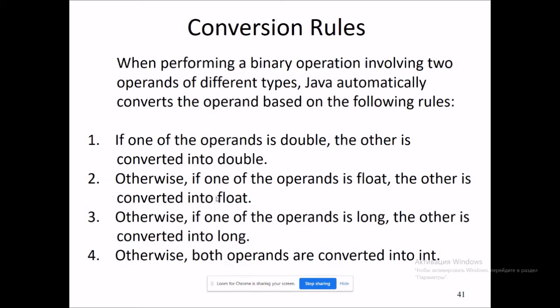First, if one of the operands is double, then the other is converted into double. The main thing is about doubles. Otherwise, if one of the operands is float, the other is converted to float. And after float comes long. If one of the operands is long, the other is converted into long. And the last one, otherwise both operands are converted into integer.